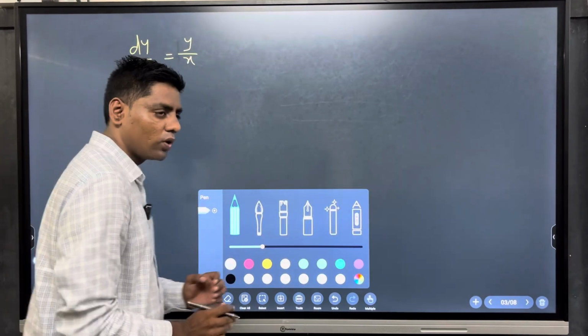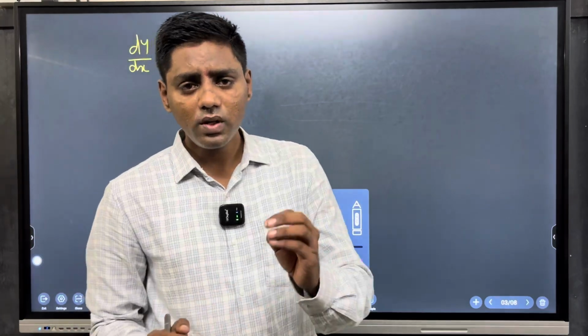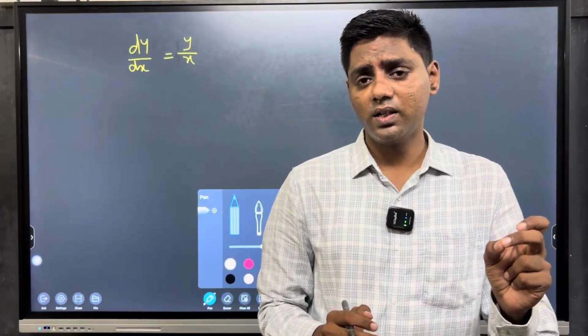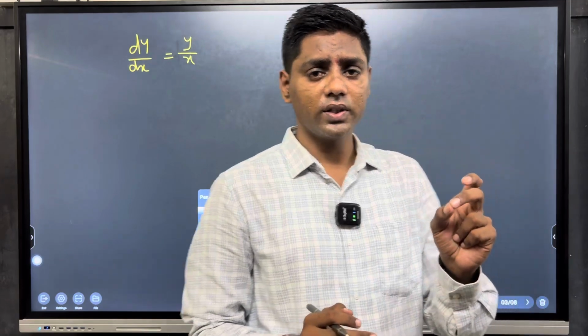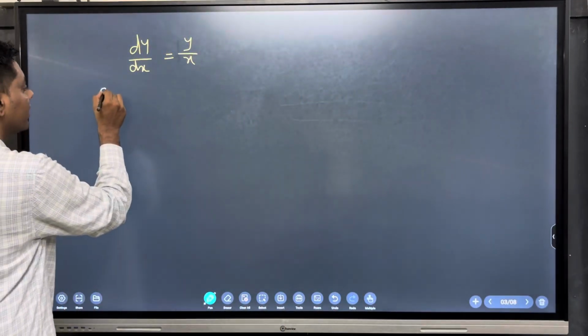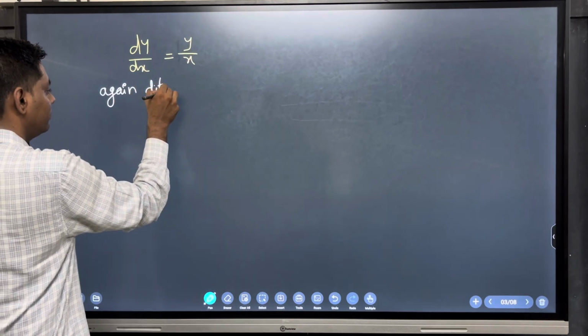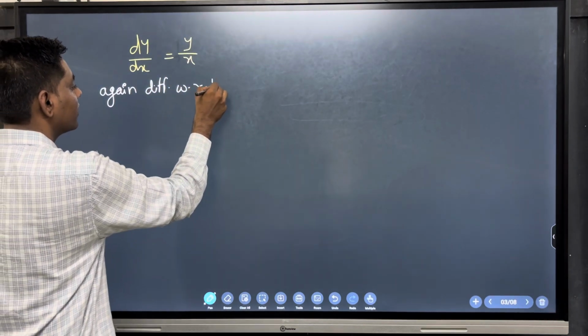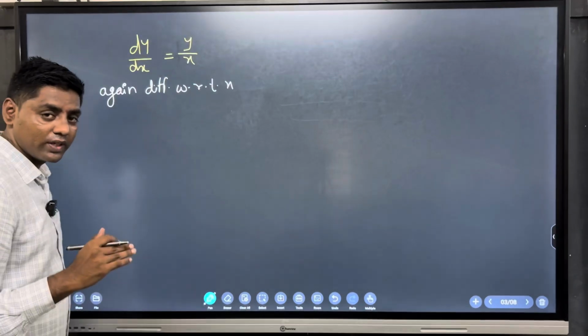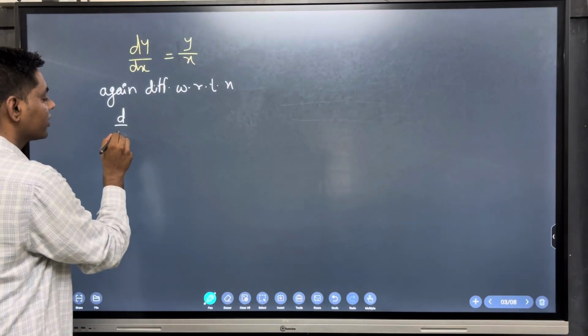While solving the second order derivative, the step is simple: whatever answer you got, you have to take the derivative once again with respect to x. So again differentiate with respect to x. When we differentiate again, apply d by dx on both sides.